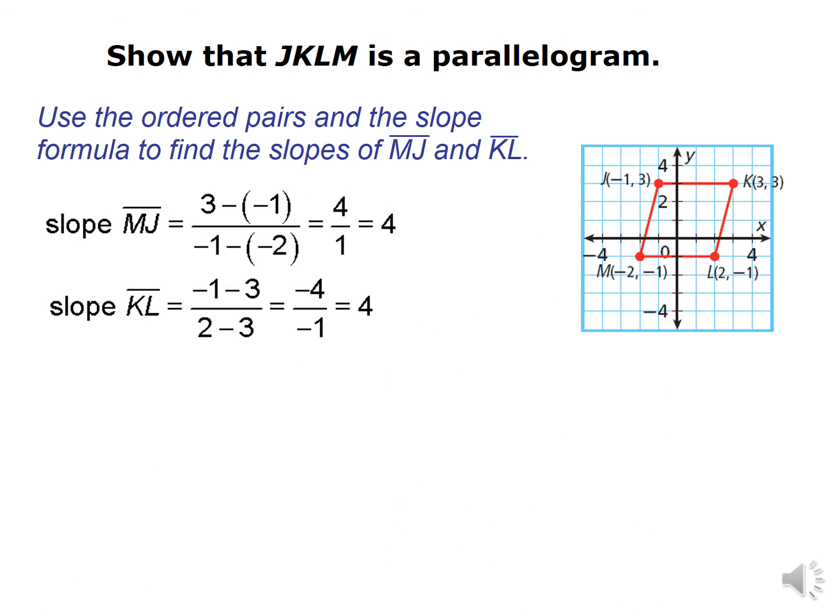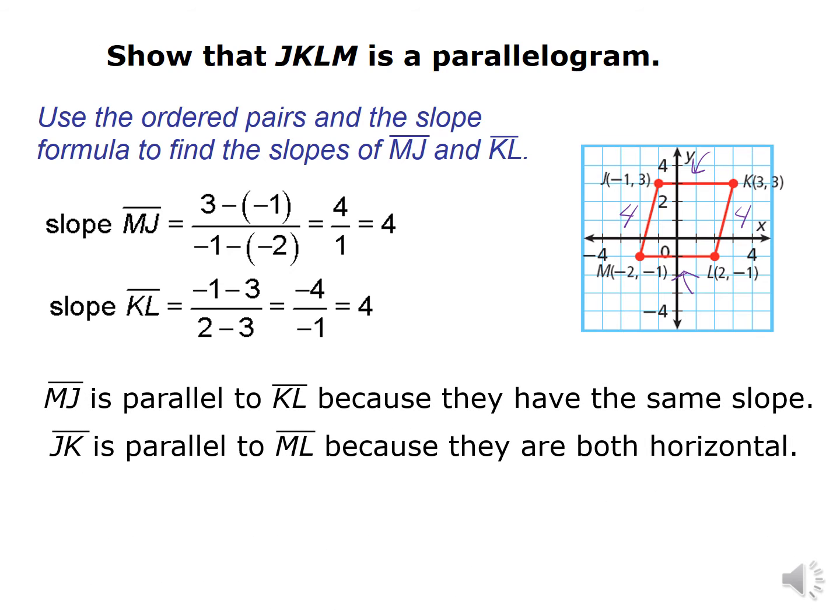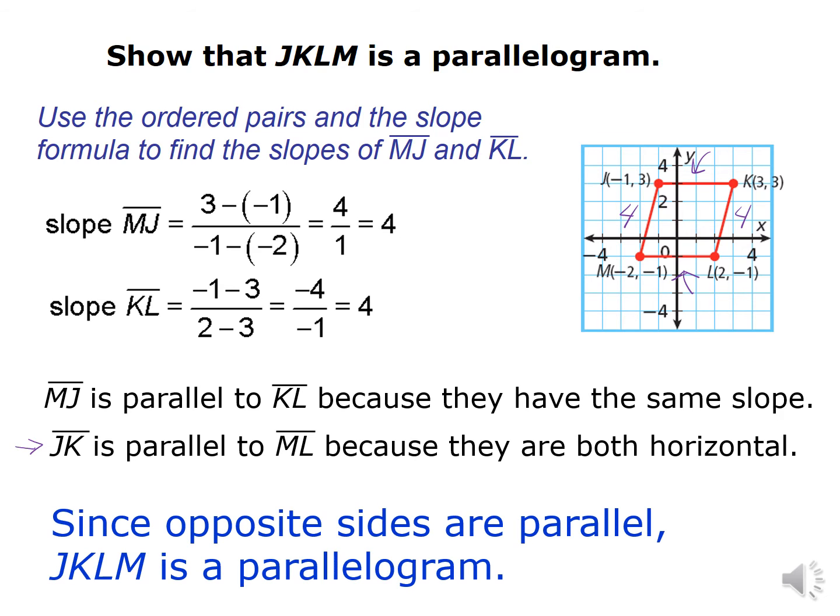Okay, so they found the slope of MJ is 4 and the slope of KL is 4. These are both horizontal lines, so we know that they are parallel. So since that one says that they're parallel because they're horizontal lines, there we go. And since opposite sides are parallel, JKLM is a parallelogram.